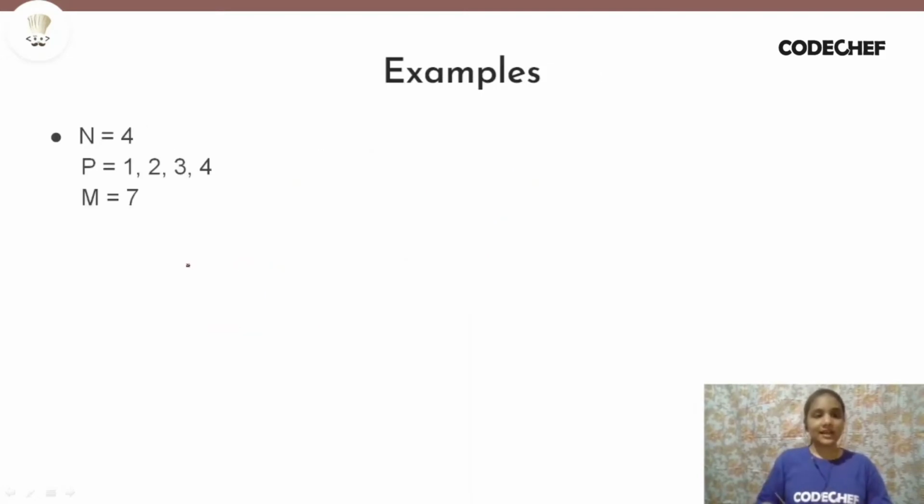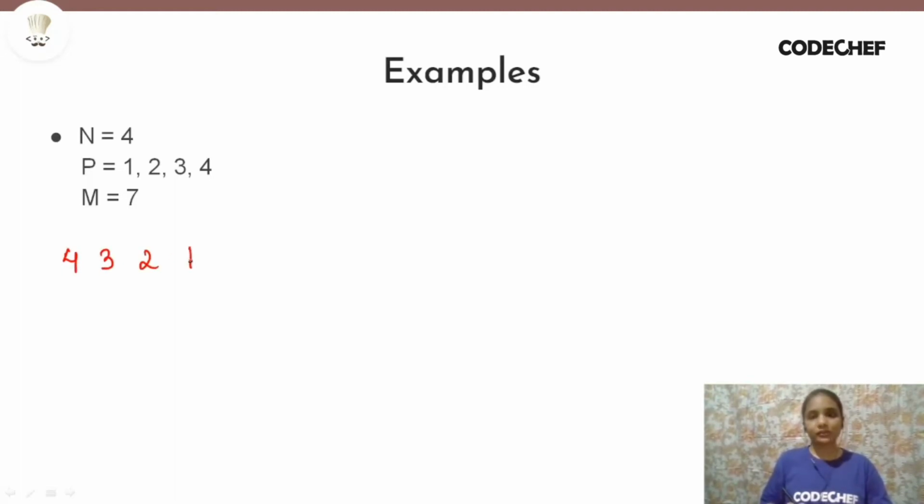For the first example, here n is equal to 4, that is the number of plates. P is given to us and each plate has 1, 2, 3, 4 meatballs respectively. And at least we need to eat 7 meatballs. So is that possible? Let us check. We discussed that first we will sort the array which contains the number of meatballs in each plate, that is P. So if we sort this array in non-increasing order, then it will be 4, 3, 2, 1.